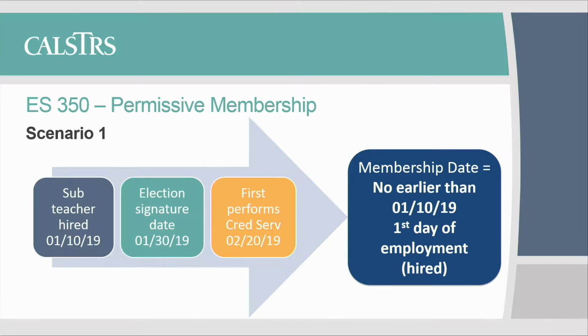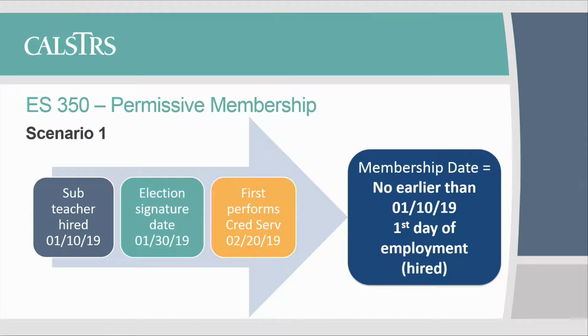I am here mumbling. So it can be no earlier than 1/10. So it's the first date of employment or the date that they're hired. So the question you might be asking is, well, the law says that it could be as early as the first day of the month or the pay period in which the person makes the election. So why can't it be 1/1/2019?